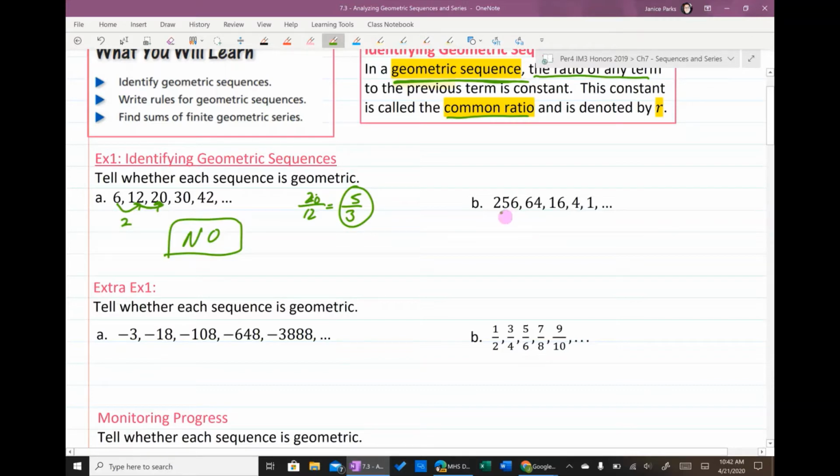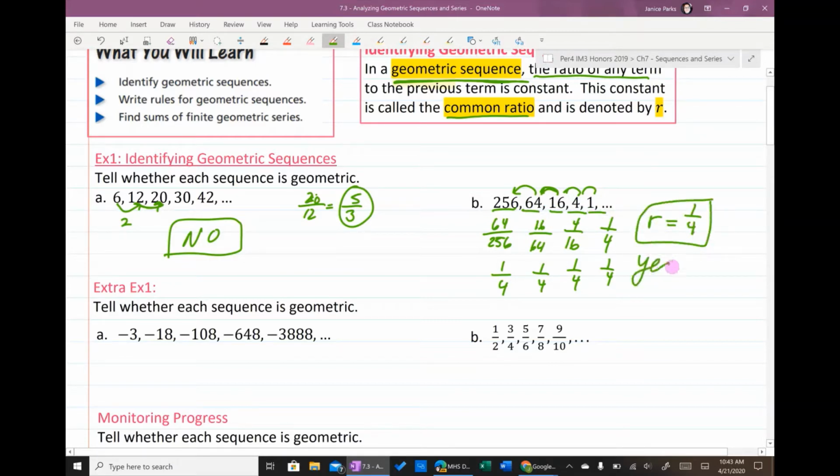For the second kind, you might not be able to tell what's going on. They're definitely dividing. From here to here, you can tell that they're dividing by 4. So all you really have to do is check the other ones and see. If you want, you can do a fraction. So you could do 64 over 256, then 16 over 64, then 4 over 16 and 1 over 4. If you reduce all those, they give you 1/4, because they are dividing by 4 as they go along. The common ratio is 1/4.